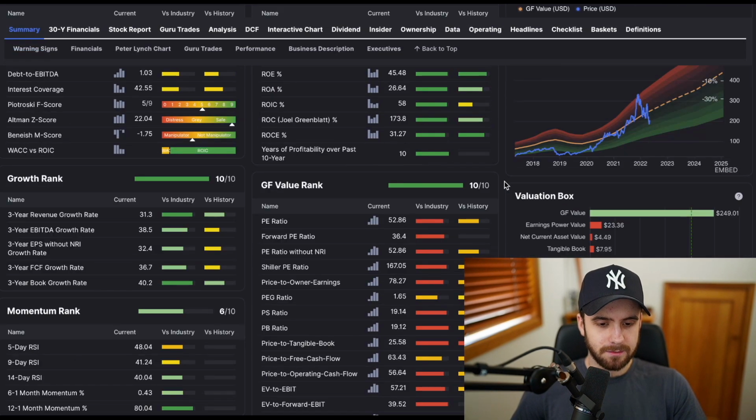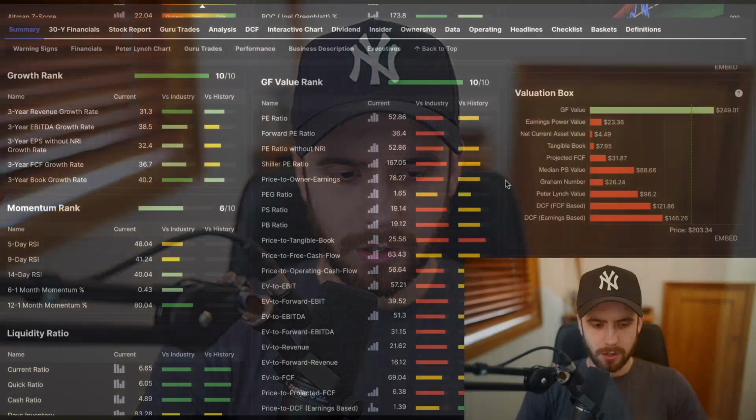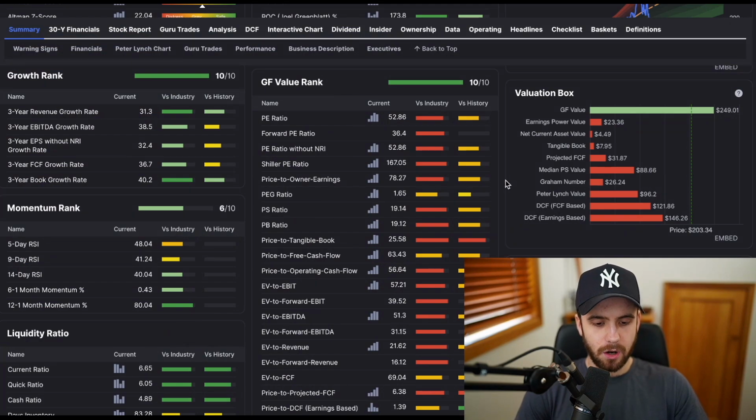What about the valuation? Yes, it's a high quality business. Yes, it has the potential to achieve all these wonderful things. But at a tangible level right now, how much is the company actually worth? Let me show you. A forward PE ratio of 36.4. A current PE ratio of 52.86. You can see why the market's been punishing this company. You can see why it's been getting bashed down in price.